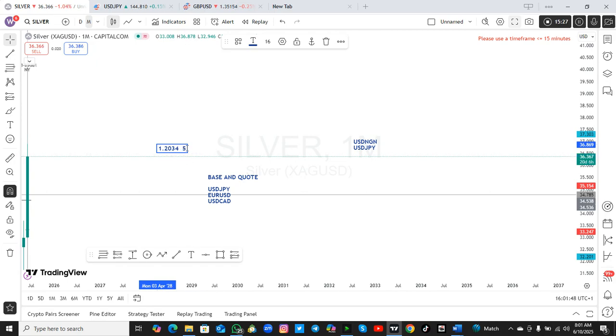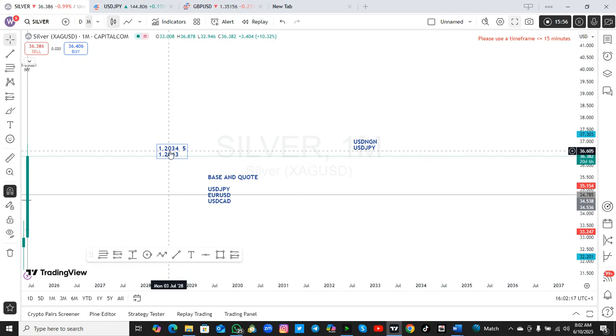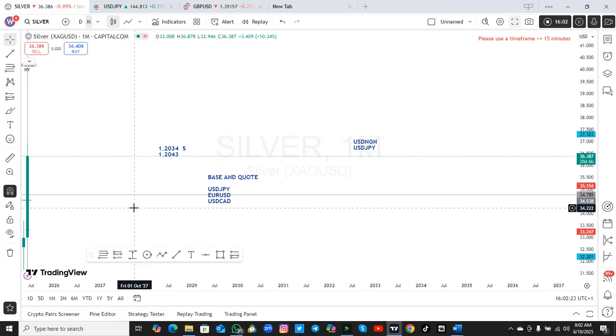So if this market now moves to 1.2043, let's just do it like this. Let me now show you how to calculate pips. The entry price minus the current price. The entry price is what? 1.2034. The current price is 1.2043. When you subtract it, the figure it gives you is the amount of pips you are getting at that particular time.